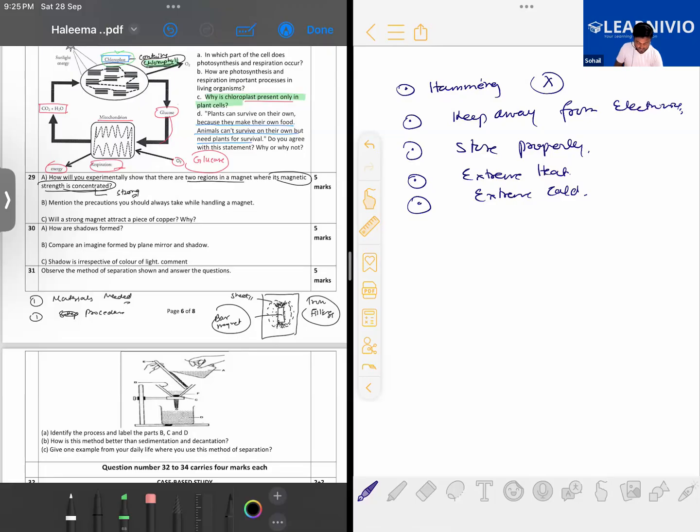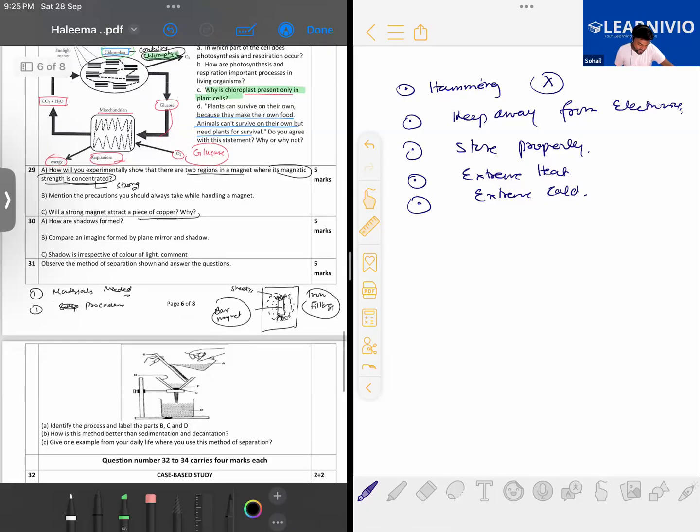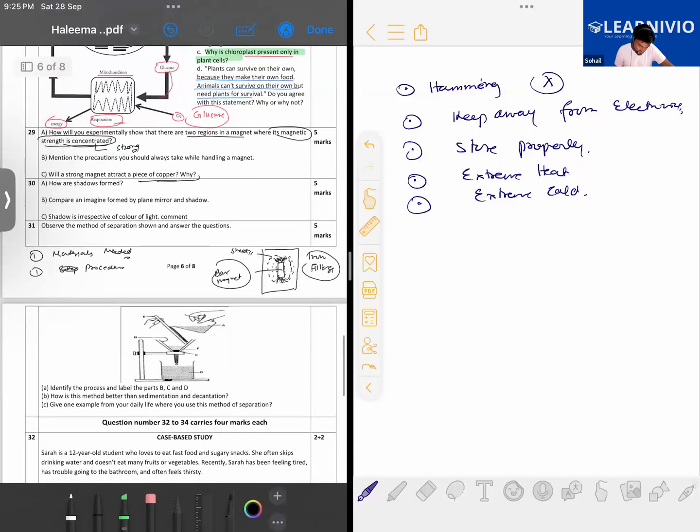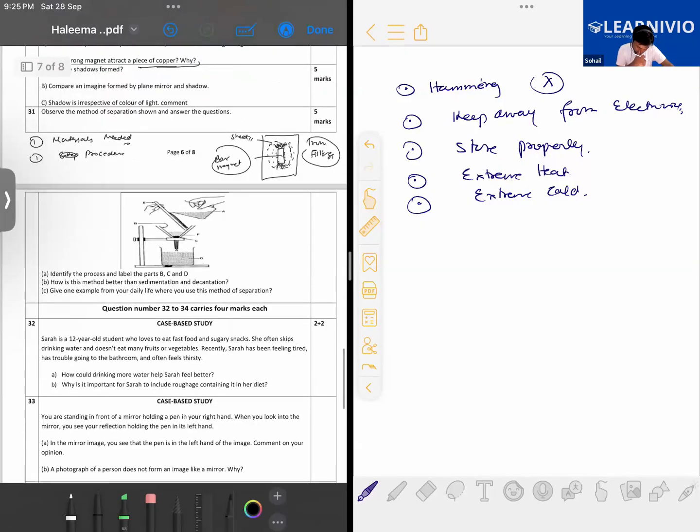Now the next question is: will a strong magnet attract a piece of paper? If yes, why? If no, why? Obviously, it's a no. Paper is non-magnetic. Exactly, it cannot get attracted.